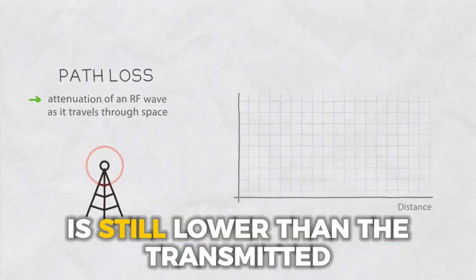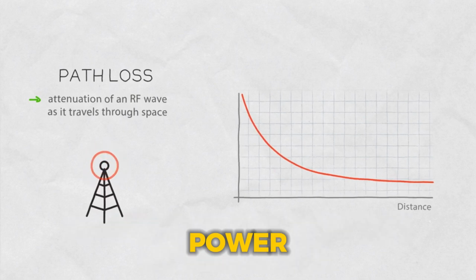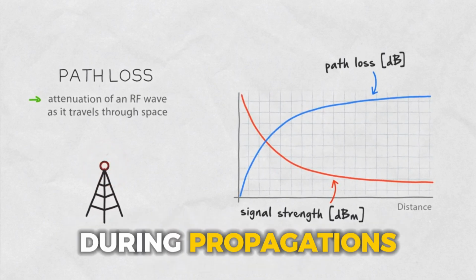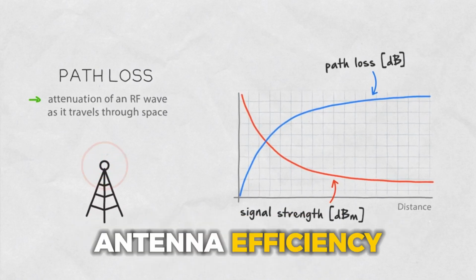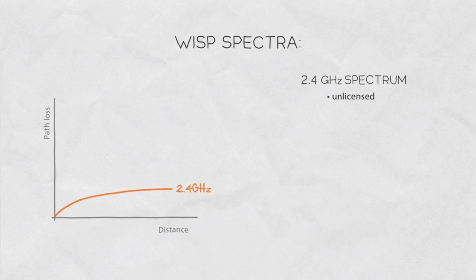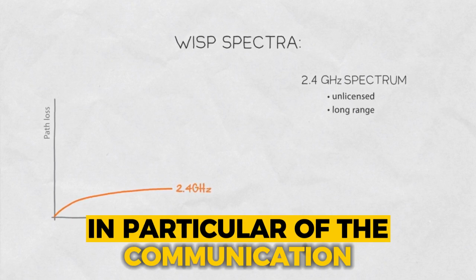However, the received power is still lower than the transmitted power because RF signals experience attenuation during propagation. Additional losses are contributed by antenna efficiency, connector losses, cable attenuation, and free space path loss. This behavior is completely normal in practical RF communication systems.